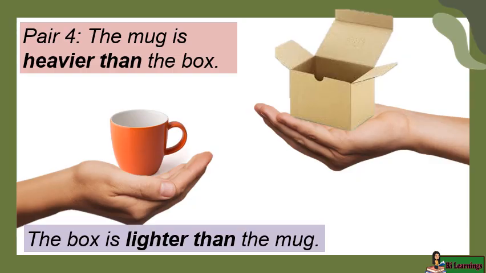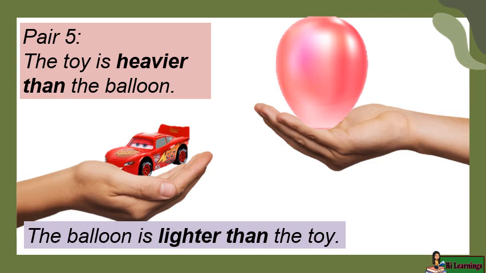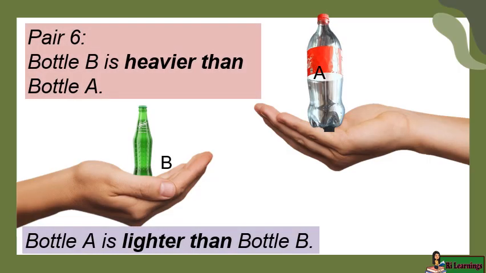Pair 4. The mug is heavier than the box. The box is lighter than the mug. Pair 5. The toy is heavier than the balloon. The balloon is lighter than the toy. Pair 6. Bottle B is heavier than bottle A. Bottle A is lighter than bottle B.